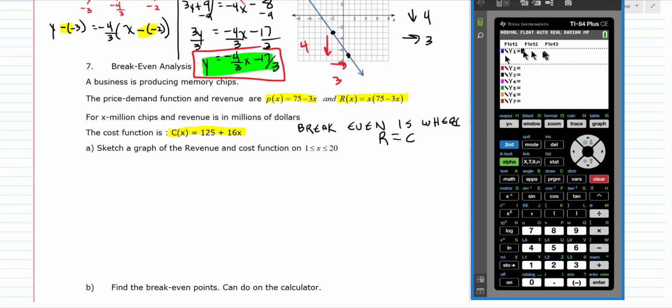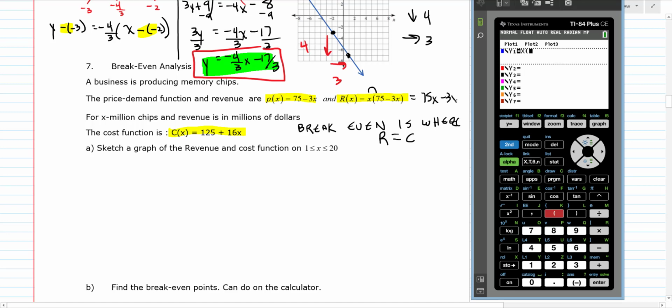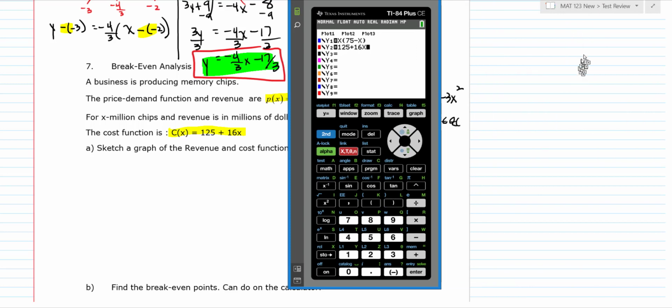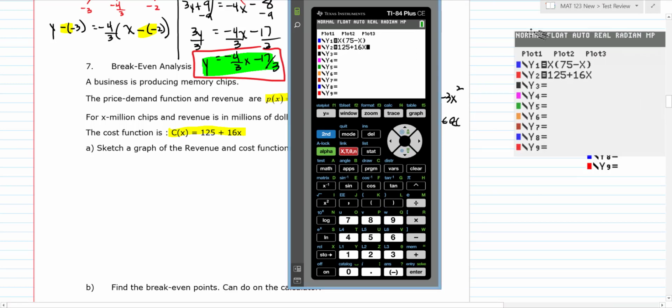So what I'm going to do is just put this in, X, and you don't have to distribute it if you want to. You could distribute and get 75X minus 3X to the second. You can put it in like that, or you can just put it in the way it's given. 75 minus X. Okay, like that. And then put in the cost function, which is 125 plus 16x. Now, the key thing on this problem is you're going to have to figure out how to set up your viewing window and get it effective and everything.